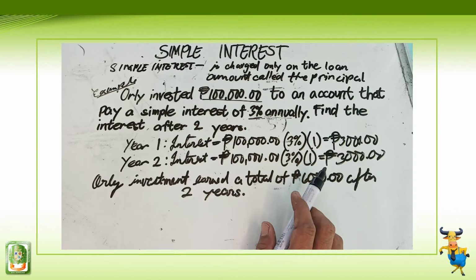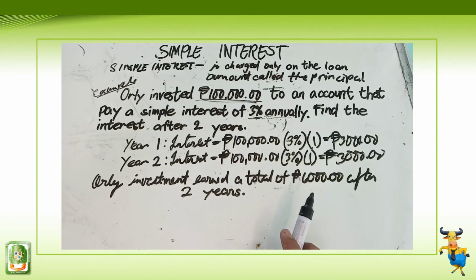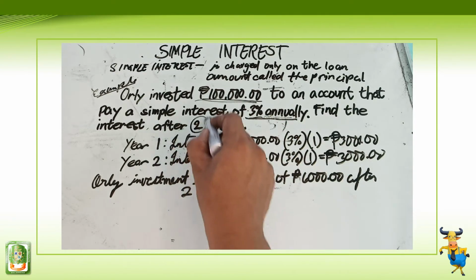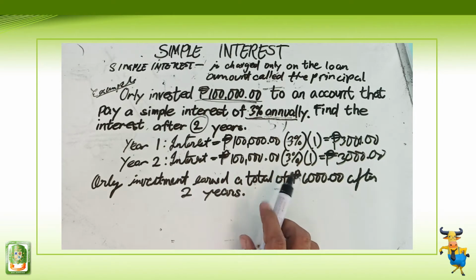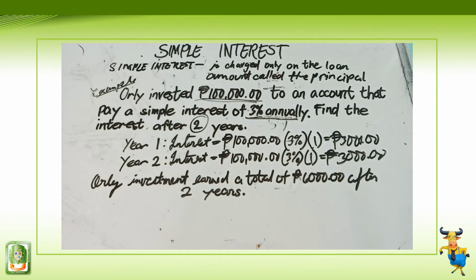An alternative computation approach is by multiplying 100,000, the principal, then you are going to multiply it by 3%, the rate, by 2. Ibig sabihin by 2, instead of this 1. So, imbis na 1 ang ating gagamitin, 2 kung gusto nyong alternative computation. Ganun po ang mangyayari nun. Okay. May mga formula na sinusunod tayo to get the simple interest.